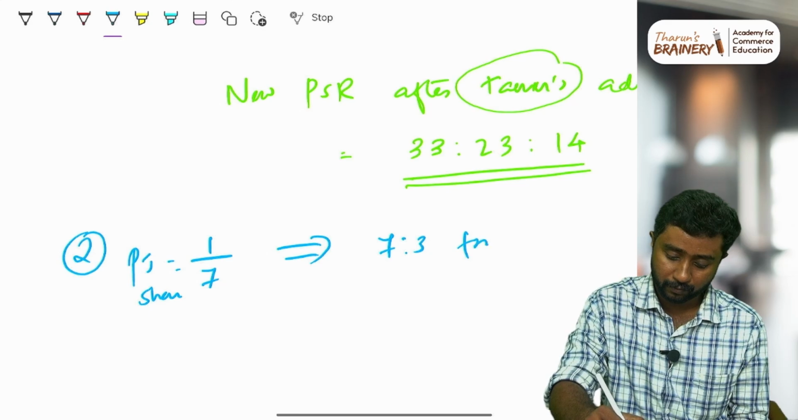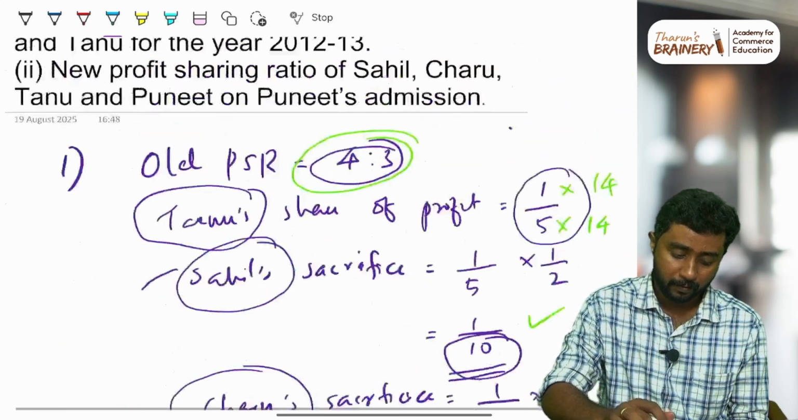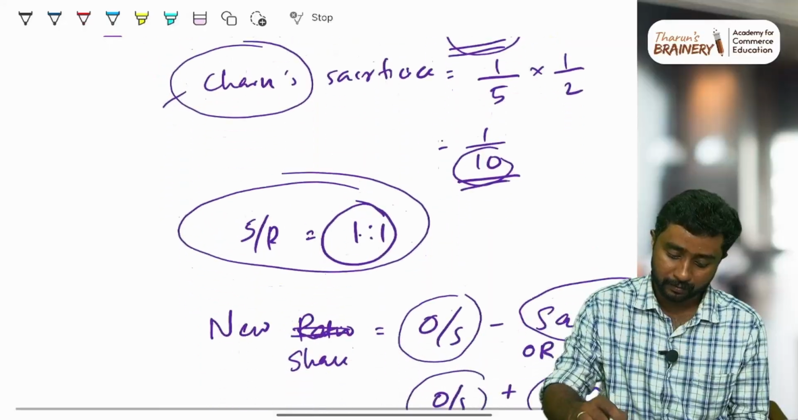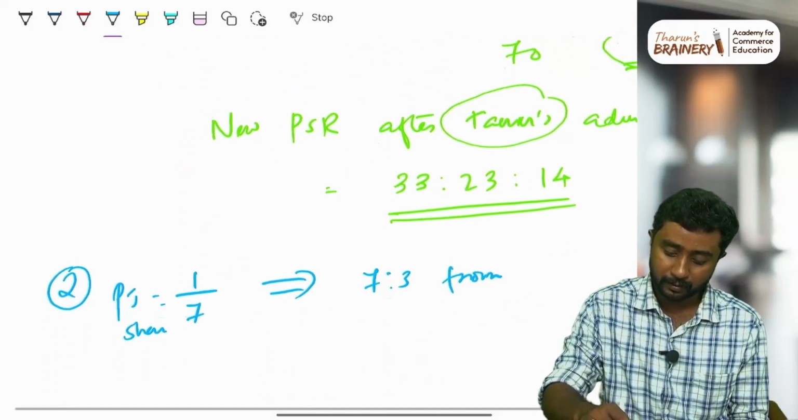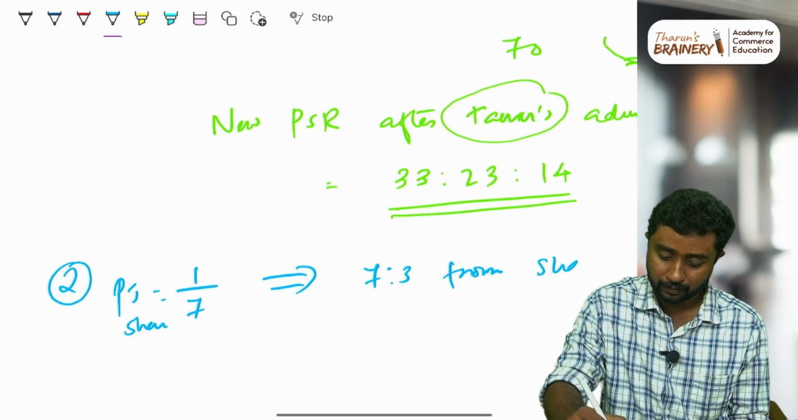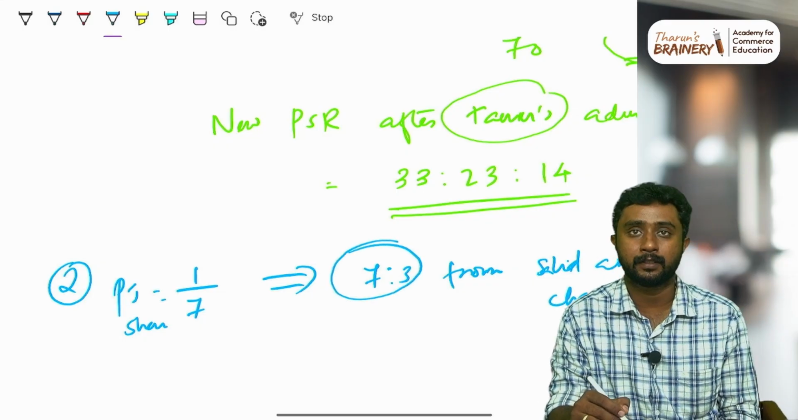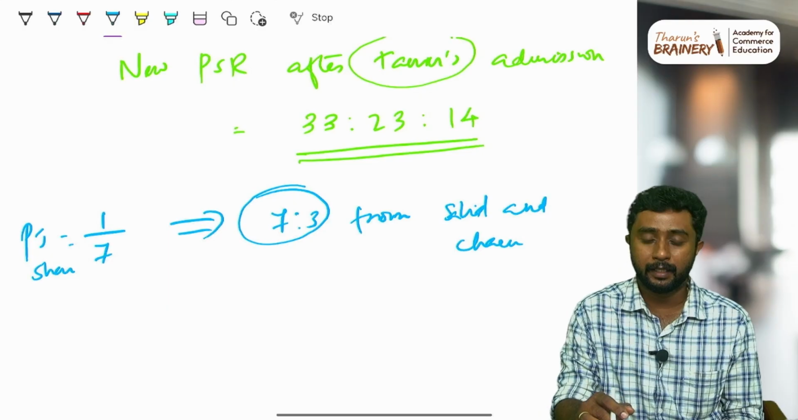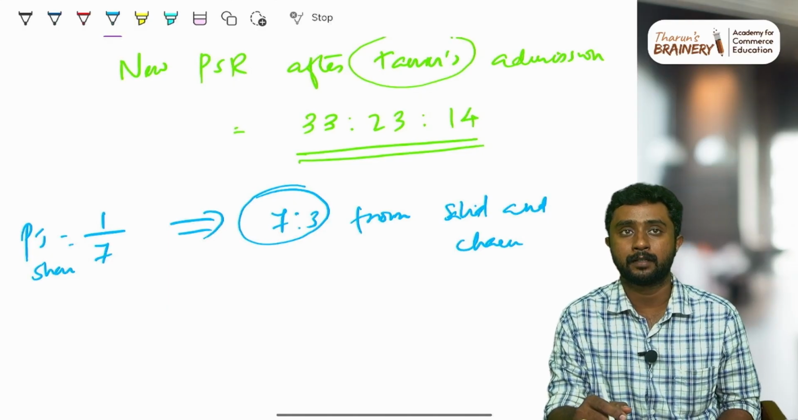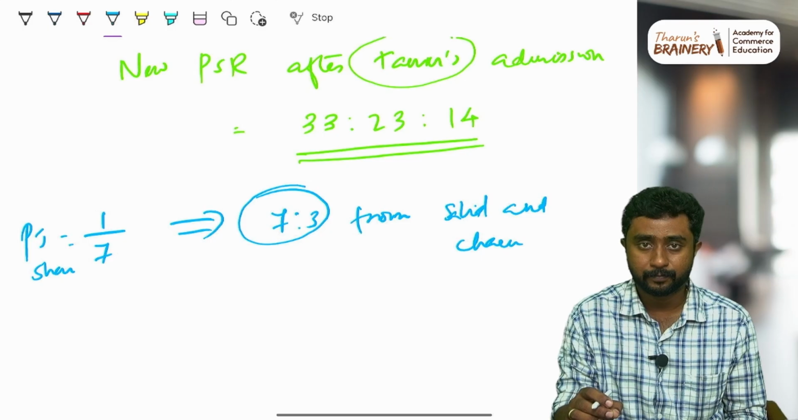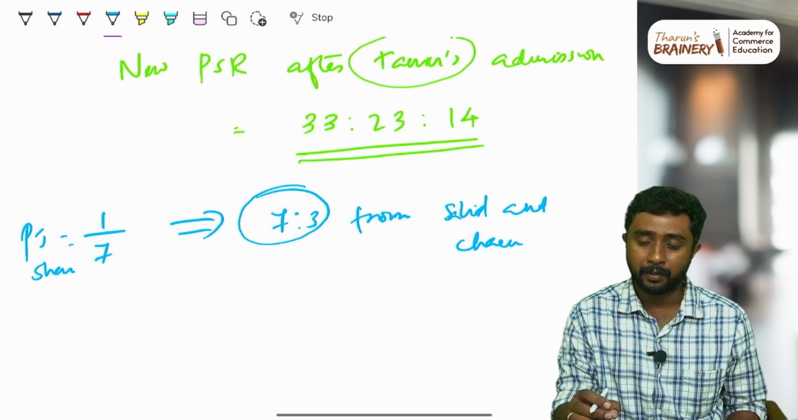7:3 from, who are the partners? From Sahil and Charu. Sahil was the first partner, Charu is the second partner. So from Sahil and Charu. What does it mean? 7:3 from Sahil and Charu. Meaning is like this. Usually when a new person comes, mostly all the partners should sacrifice. Right? All the remaining partners should sacrifice.